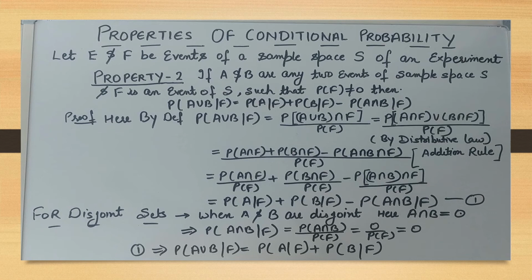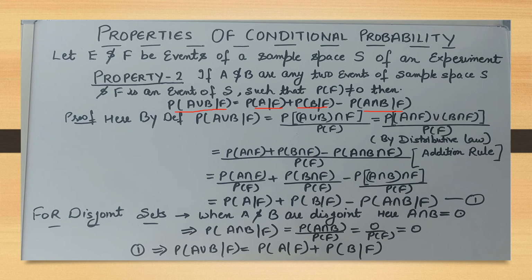Second property is that if A and B are any two events of sample space S and F is an event of S such that probability of F is not equal to 0, then probability of A union B under F is equal to probability of A under F plus probability of B under F minus probability of A intersection B under F. Right? So we can remember our addition rule of probability, that is probability of A union B is equal to probability of A plus probability of B minus probability of A intersection B, right?